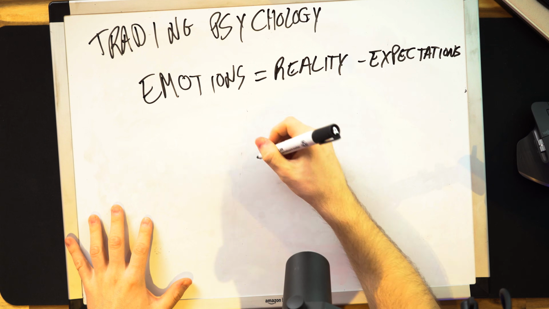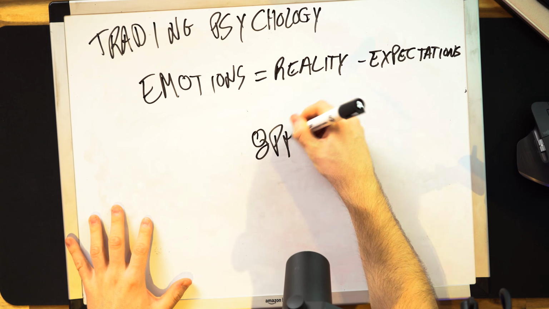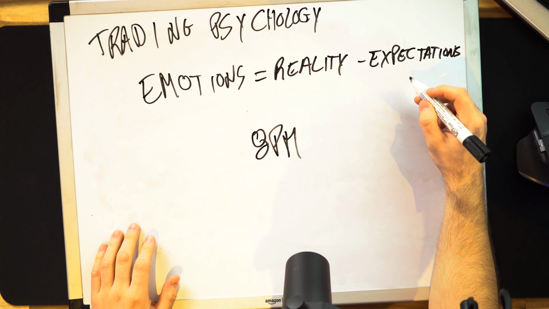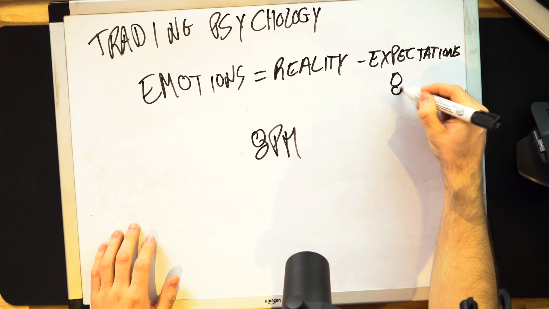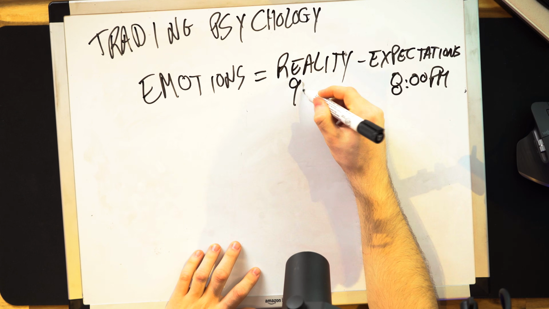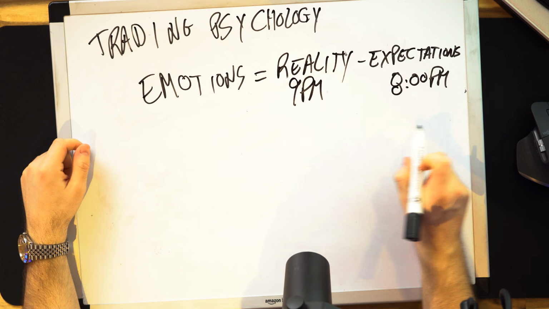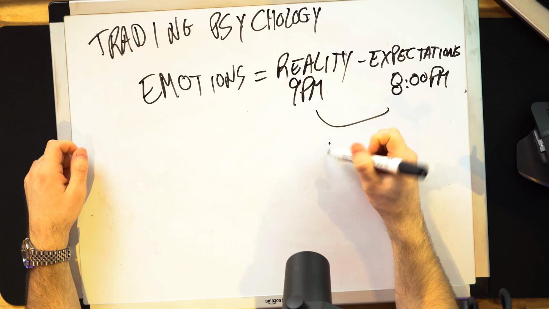How do we know that this is true? Well, let's look at some examples. Some real life examples that everyone has gone through. One trading and one real life. Let's say that me and you are going to dinner and we say, okay, at 8 p.m. we are at the restaurant. So your expectation is that I'm going to arrive at 8 p.m., right? But let's say that I arrive at 9 p.m. There's a discrepancy here of 1 hour.